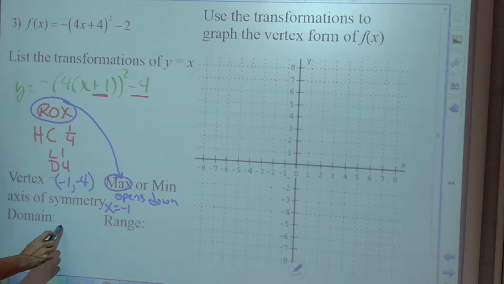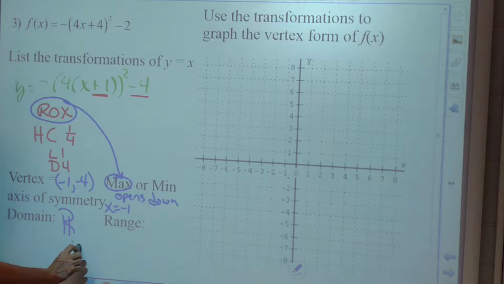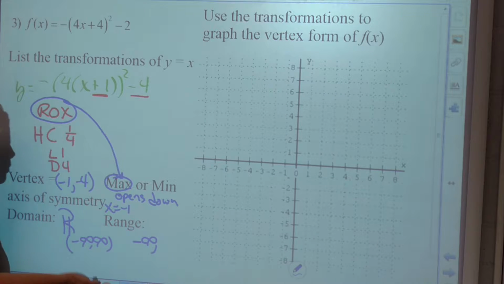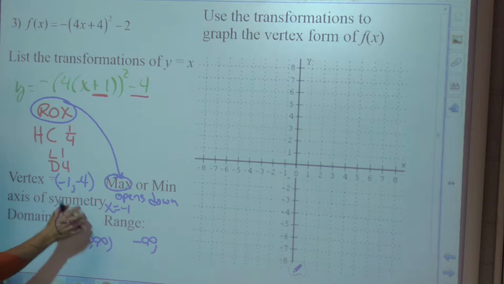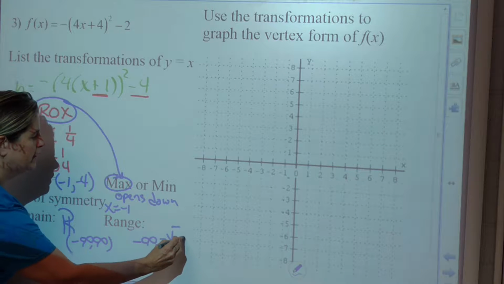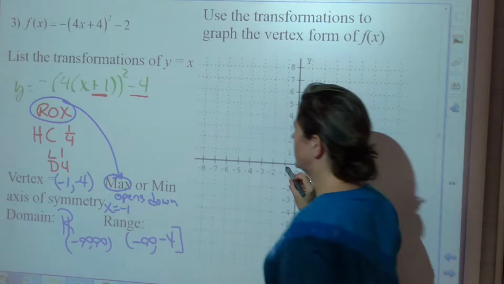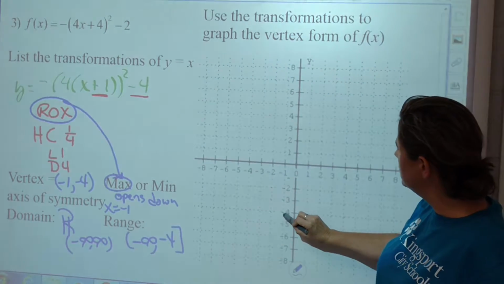Parabolas, quadratics give you parabolas. Parabolas always have a domain of all real. And you can write that as -infinity to +infinity, or the interesting R character. Our range, since it opens down, is going to start at -infinity and work its way up to the vertex, which will have a -4. And it has a point there, so it's a bracket. Infinity always gets parentheses.